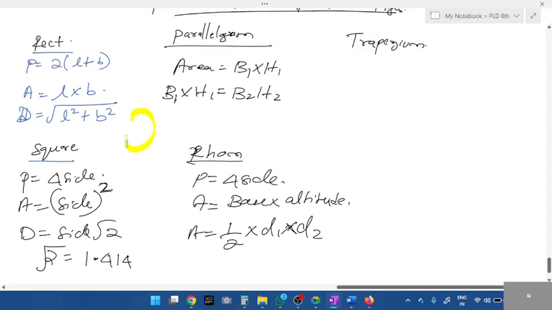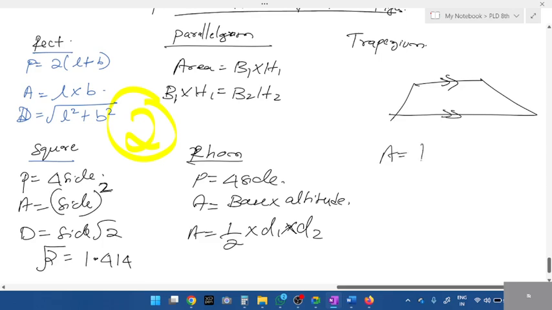Very good. These four diagrams have how many pairs of parallel lines? Two pairs, right? Top and bottom, left and right. But trapezium has how many pairs of parallel lines? Only one. Very good. One pair. So from this, it is very easy to find the area. Half into, what's the formula? Sum of parallel lines.